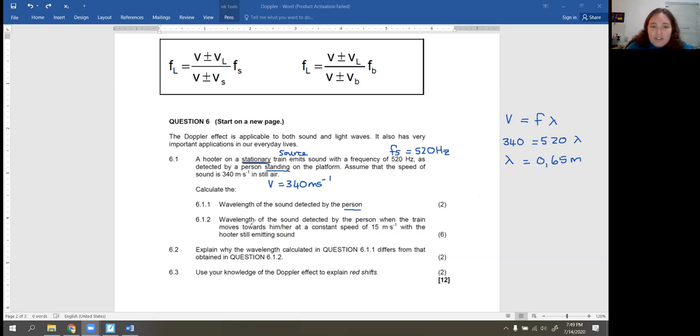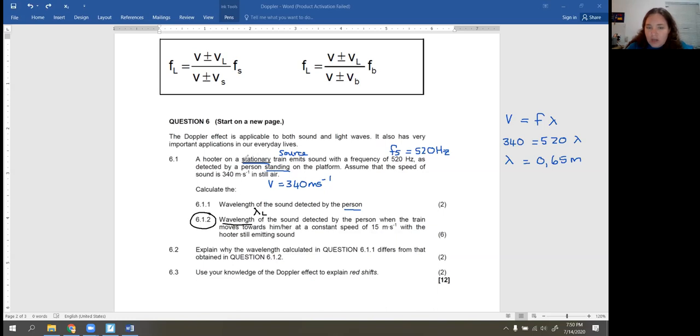All right. So the next question here gets a bit tricky, because we're dealing with wavelength. It says calculate the wavelength of the sound detected. Now I know we've said frequency that the listener observes. This is going to become wavelength that the listener observes. So calculate the wavelength of the sound detected by the person when the train moves towards him.